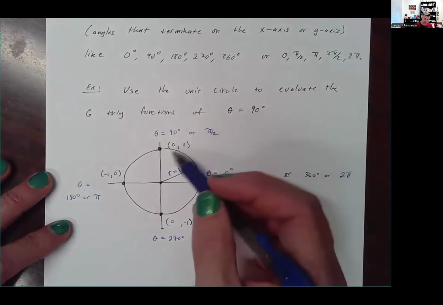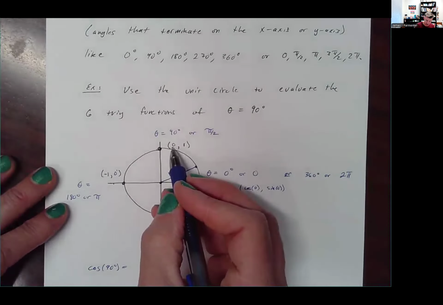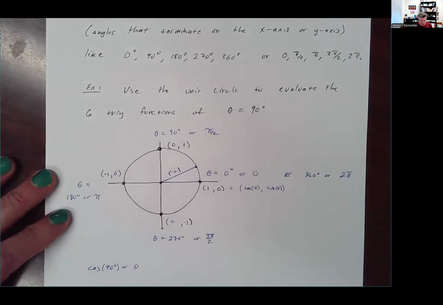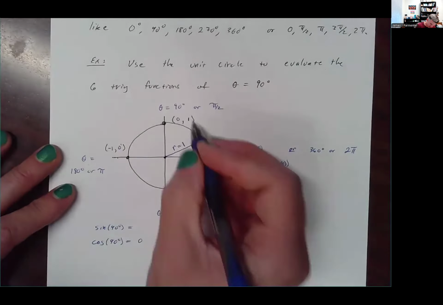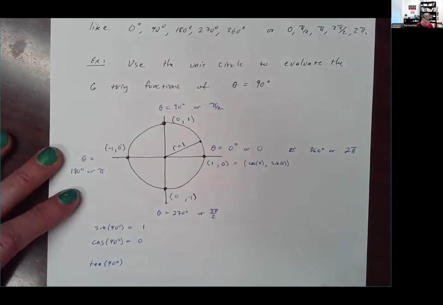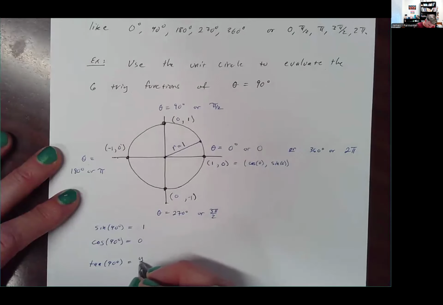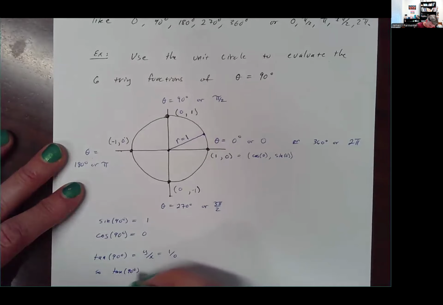Or to answer the question, 6 trig functions of 90 degrees, well, cosine of 90 degrees is equal to the x-coordinate there, which is 0. Usually I do sine first though. So sine of 90 degrees is the y-coordinate, which is 1. Tangent of 90 degrees is going to be a problem. Tangent of 90 degrees would be the y-coordinate divided by the x-coordinate, which is 1 divided by 0. But division by 0 is undefined. So we would say that tangent of 90 degrees does not exist or is undefined.